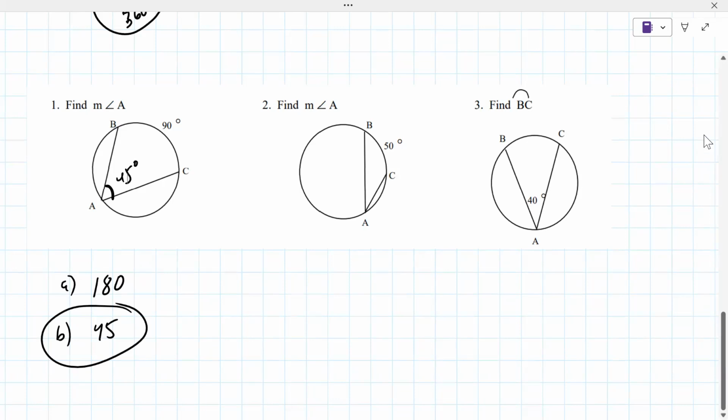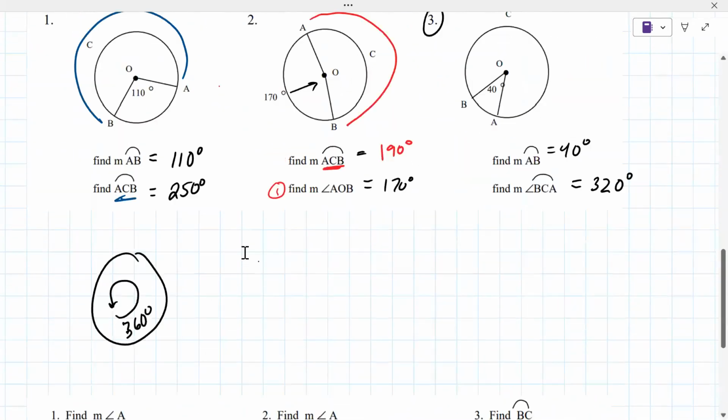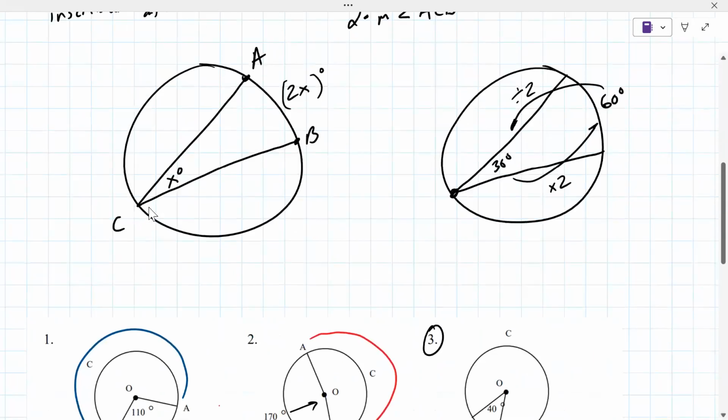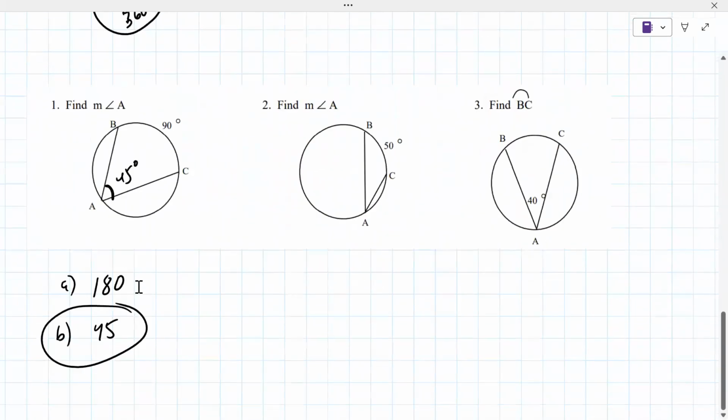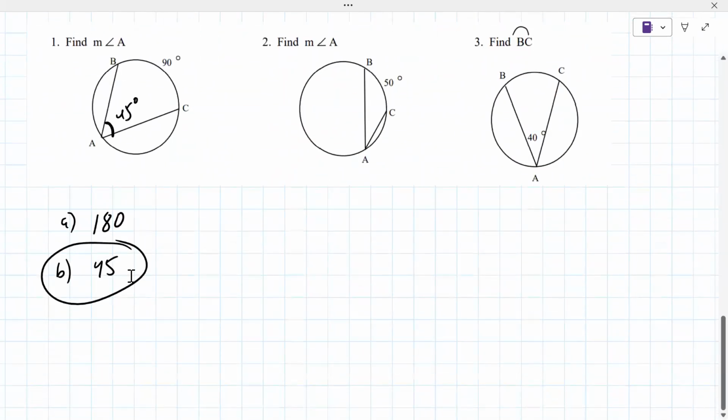Is that a central angle, right? It is not. None of these are central angles. There's no center to speak of. The vertex is on the circle. That's what makes it an inscribed angle. Okay, got it. 25-degree angle. Okay, I agree.